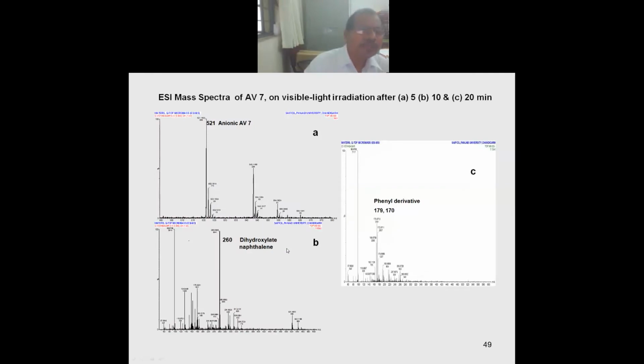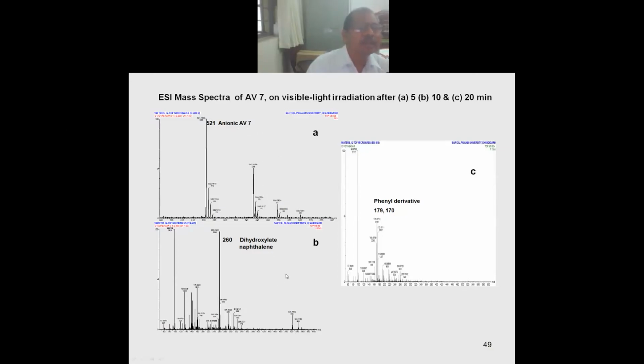In order to study the degradation products, whether there is degradation and what different degraded products are obtained, the products are analyzed by electrospray ionization mass spectrometry. This is without any exposure to light for the anionic dye, which shows the anionic dye AV7. This is the mass spectrum, and it is because of the anionic dye AV7.